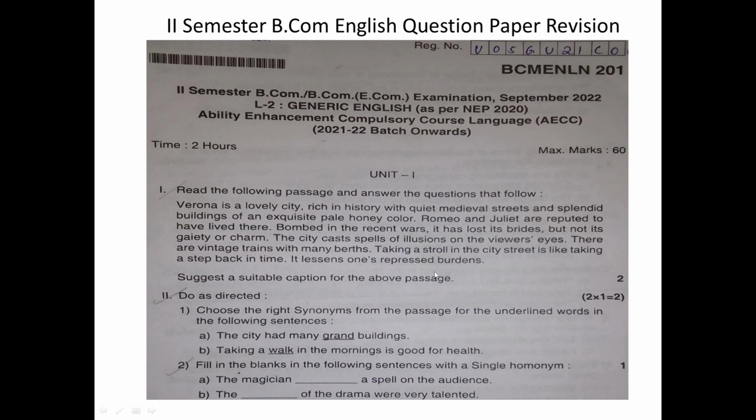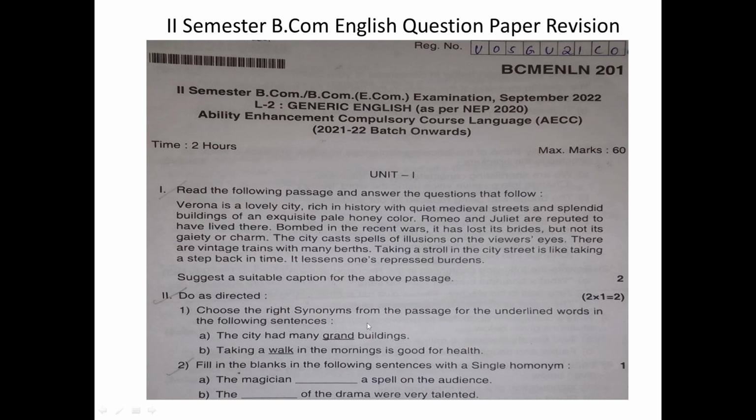So you can give a title like the city of Verona, or the lovely city of Verona, or the ancient city of Verona. You can give a title in 5 to 6 words, and the title should have what the passage is about. And I think in this case it is the city of Verona, or the ancient city of Verona, or the lovely city of Verona.